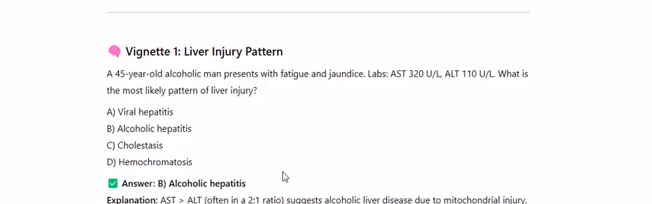A 45-year-old alcoholic man presents with fatigue and jaundice. Labs: AST 320 U/L, ALT 110 U/L. What is the most likely pattern of liver injury? A. Viral hepatitis, B. Alcoholic hepatitis, C. Cholestasis, D. Hemochromatosis. Answer B. Alcoholic hepatitis. Explanation: AST greater than ALT, often in a 2:1 ratio, suggests alcoholic liver disease due to mitochondrial injury.